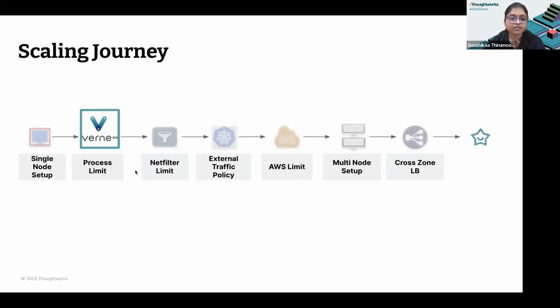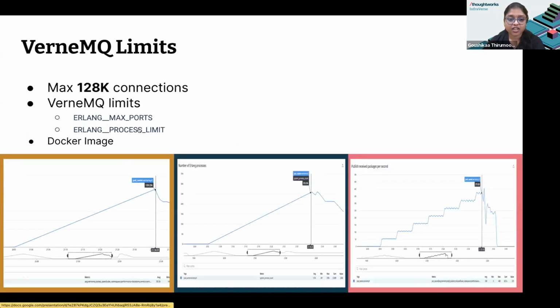First limitation that we found was with the RabbitMQ, that is the process limit. RabbitMQ has a configuration where they are limiting the max number of connections that a node can process. The configuration is with process limit and max port. Initially, we configured it with 250K as a limit.